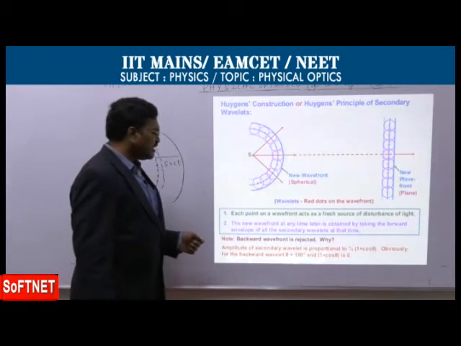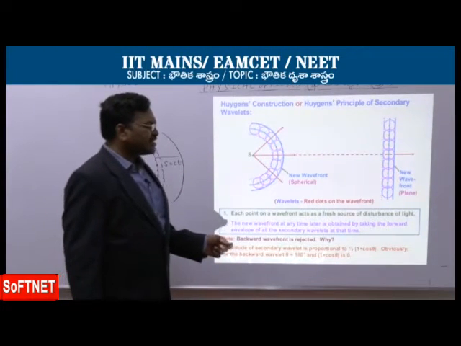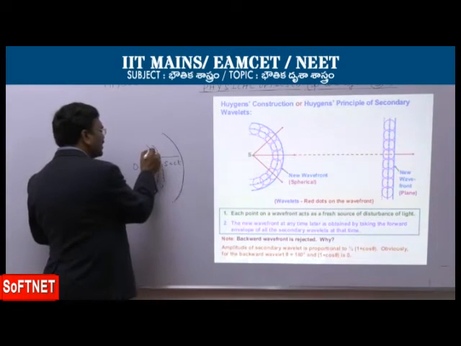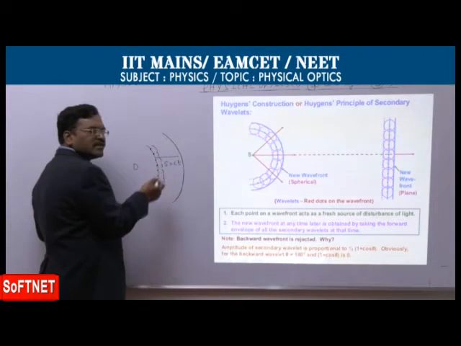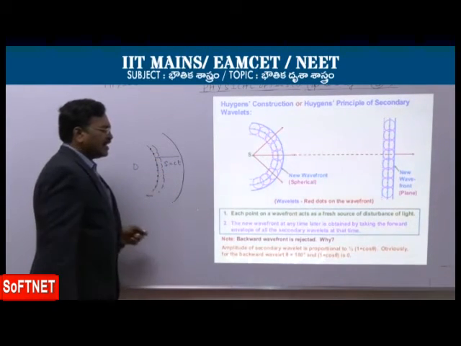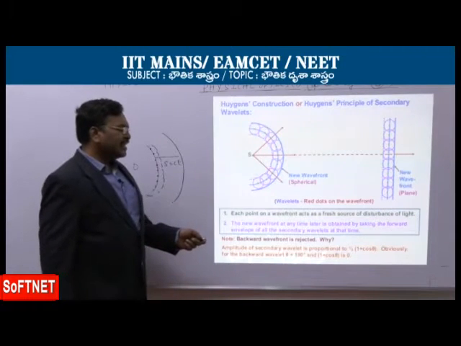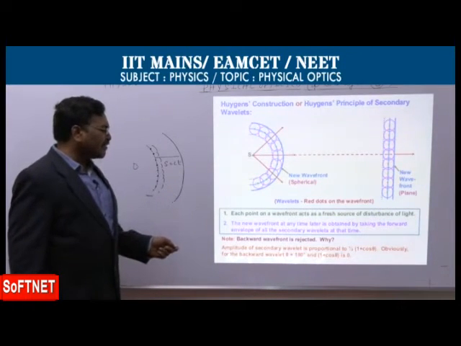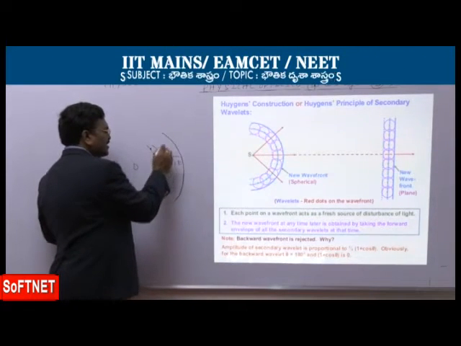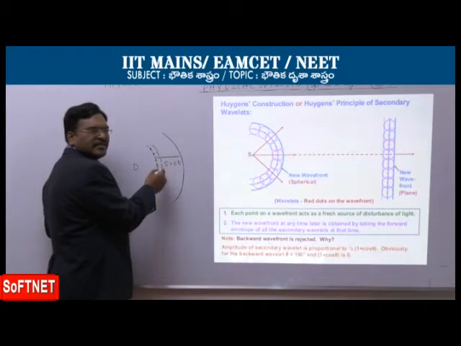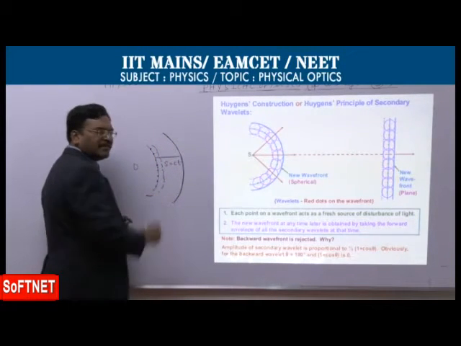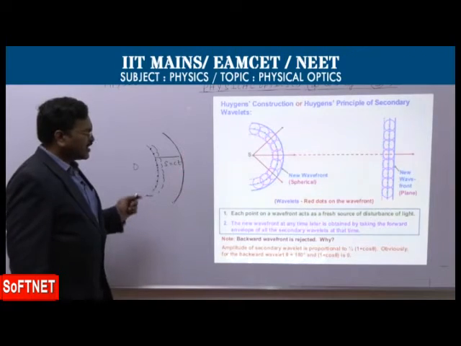Here, each point on the wavefront acts as a fresh source of disturbance of light. So every point on the wavefront acts as a source of what? Secondary wavelets. This is a new source. And the new wavefront at any later time is obtained by taking the forward envelope of all the secondary wavelets at that time. If you know the time, distance is equal to what? Speed into time. If you know the primary wavefront, we can calculate the position of the secondary wavefront.